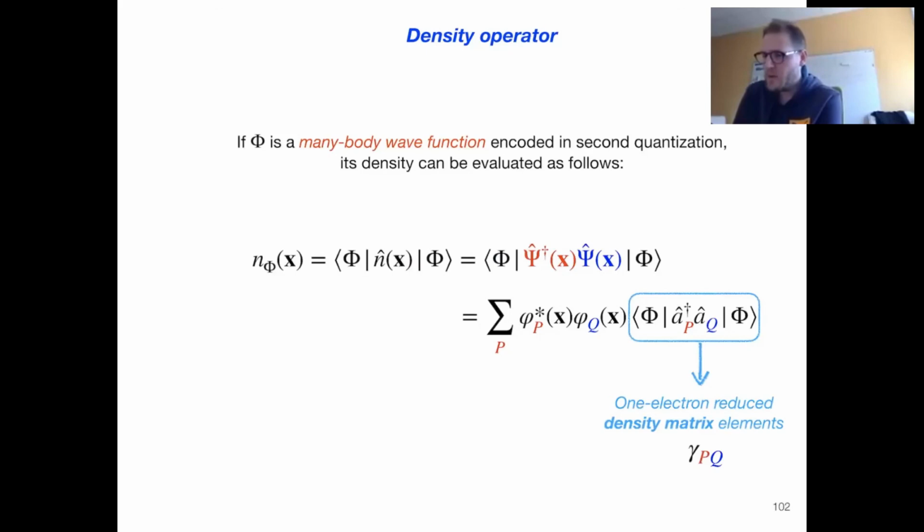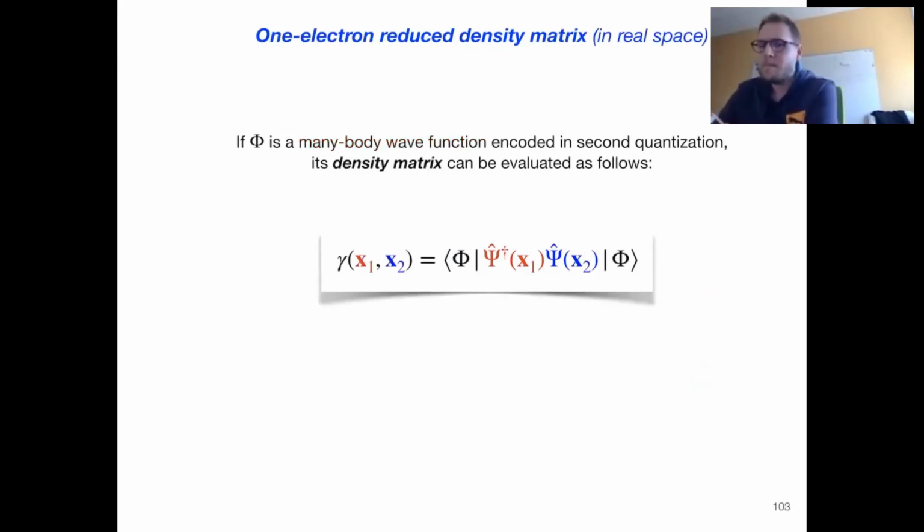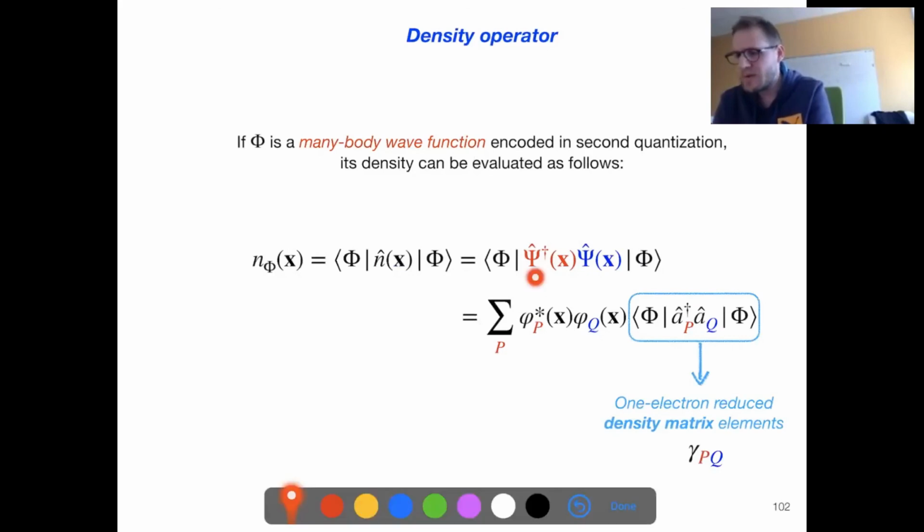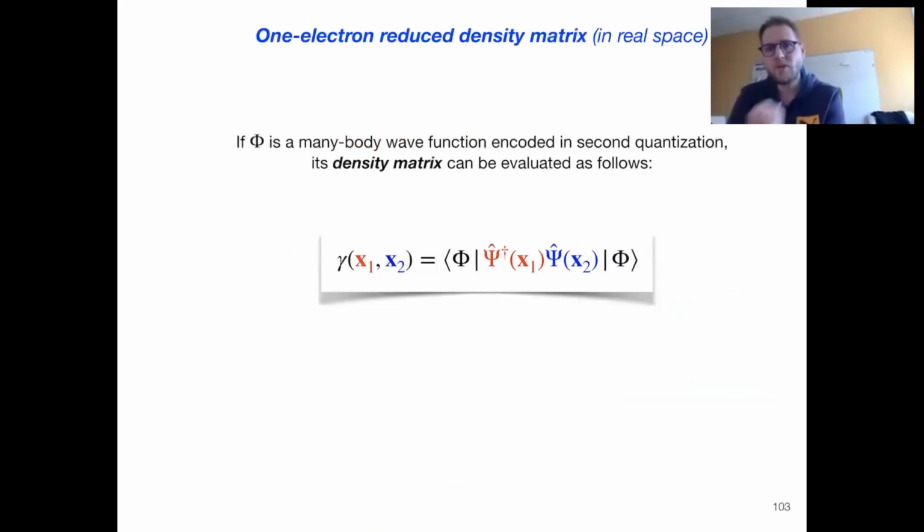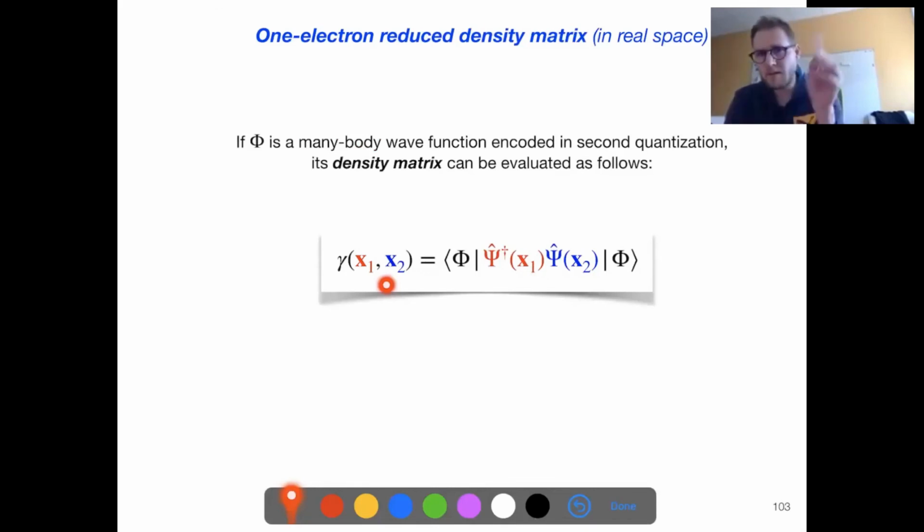Okay, you can also do it in space instead. So I remind you, when you calculate a density, you remove and create an electron exactly at the same point in space, but what you could actually do is consider two different points, like x1, x2, two different positions, okay? If you do this, then you get what we call the one electron reduced density matrix, but now it's written in real space, okay? So in fact, what we call the electronic density is just the diagonal of this density matrix.